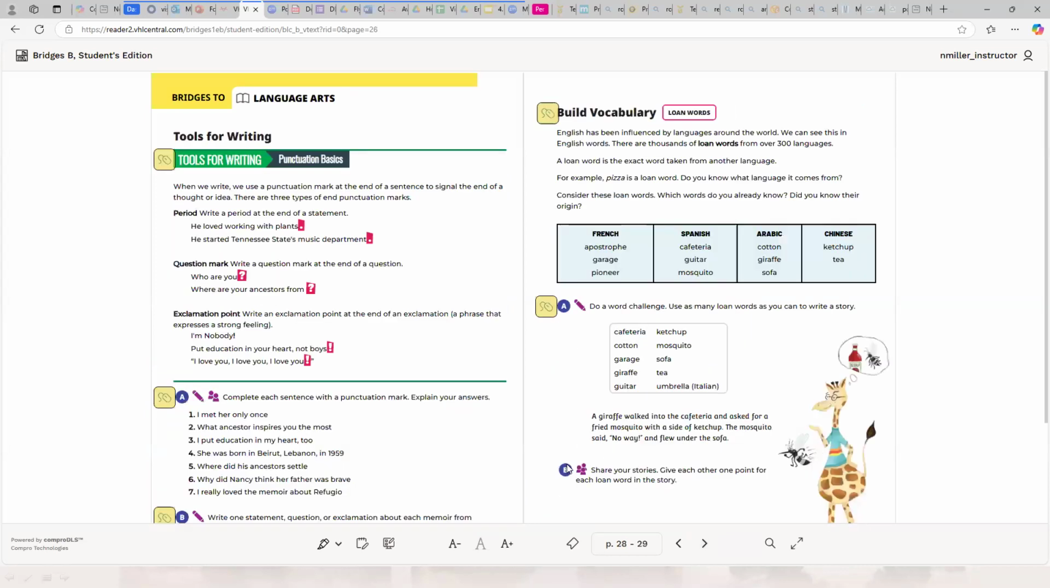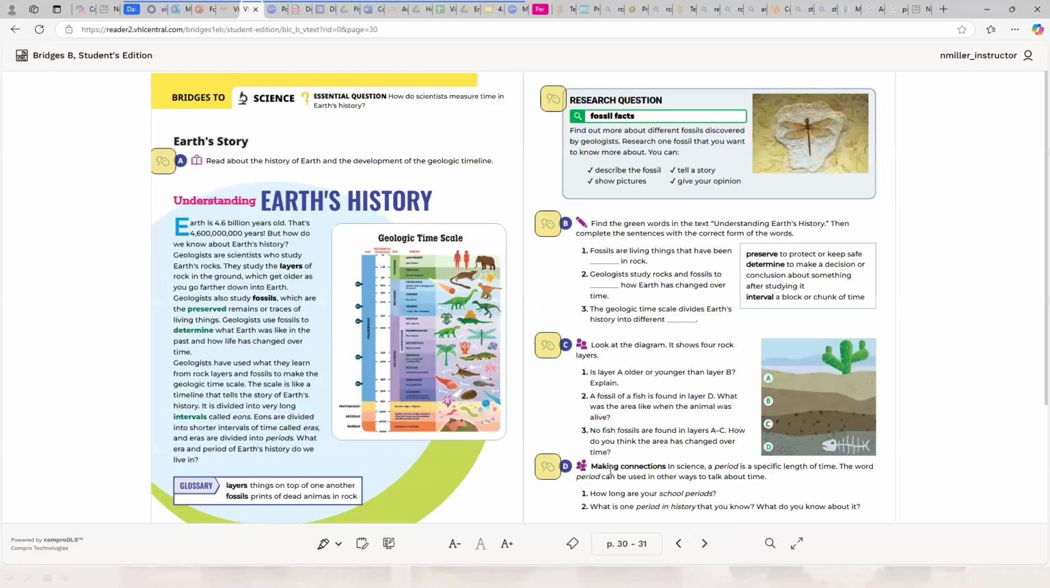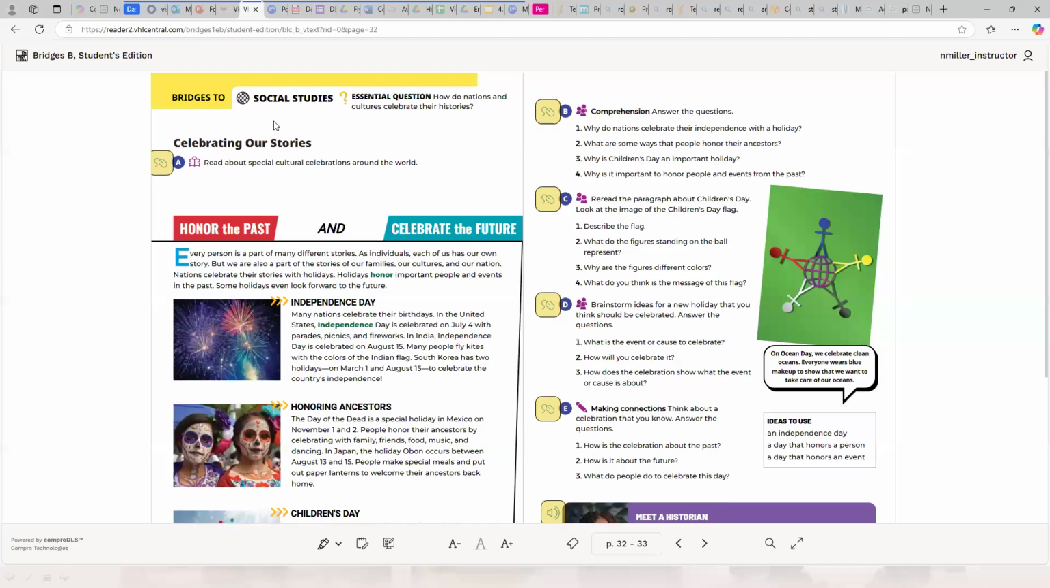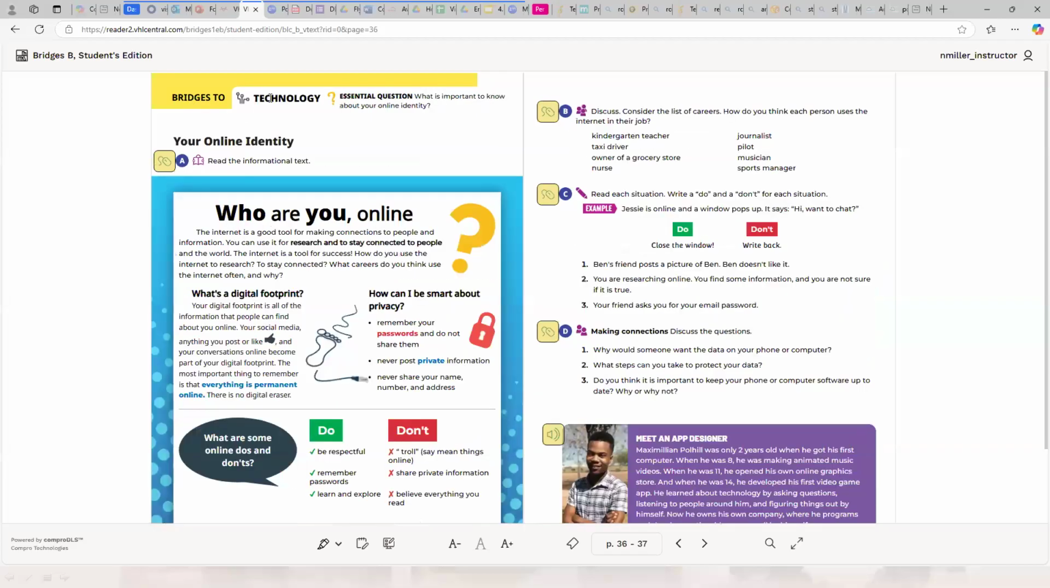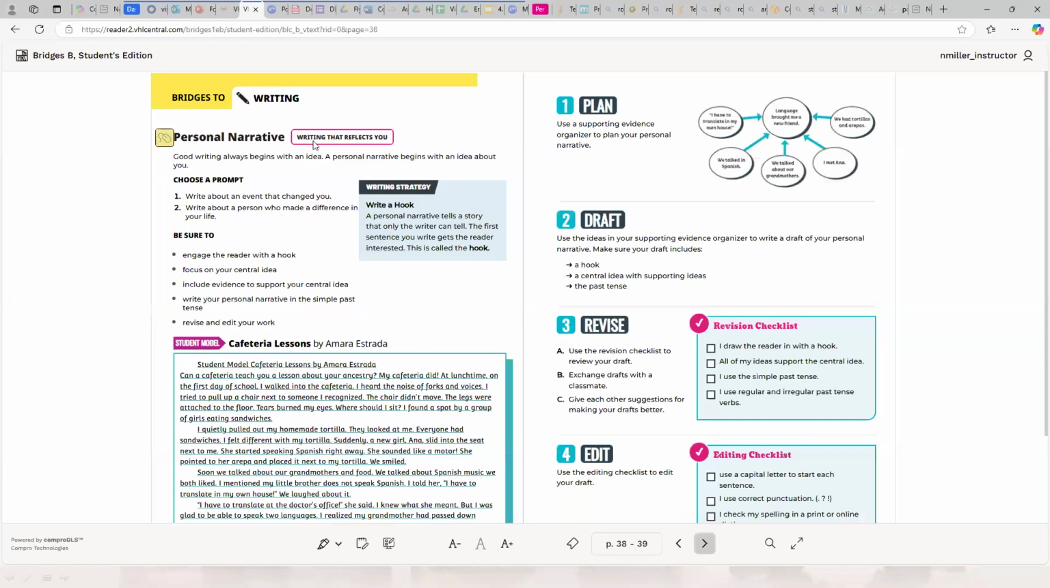So we're planning out our writing. We're learning about writing. We focus on different content areas. I love the focus on the social studies and just the celebrating different cultures there. But I was trying to get to, oh, this is a good one too, because there's so much good stuff. Who are you online? Bridging to technology and identity online, with a great bio about an app developer. So here's the bridges to writing and having them write a personal narrative.